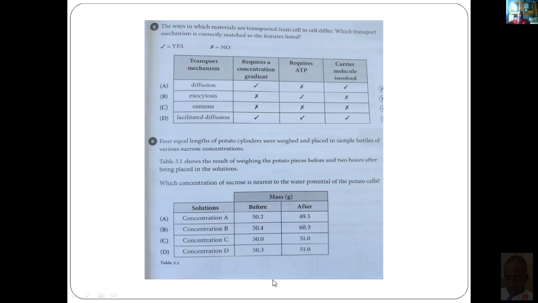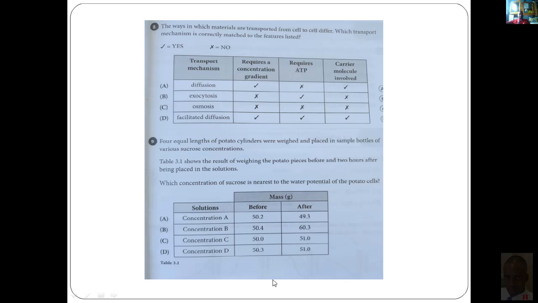Let's look at D now. D at 50.3, and then now it's at 51, which means that there's an increase of less than 1 gram. If there's an increase of less than 1 gram, then it means that this concentration is the closest. The water potential here is close because there's less water moving into the cell compared to the other two, where we had more water moving in either direction.